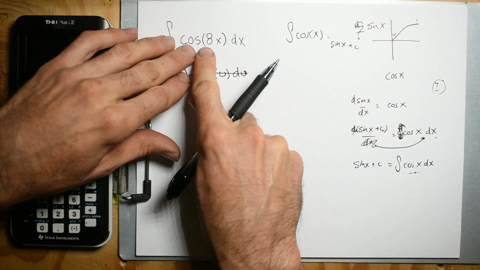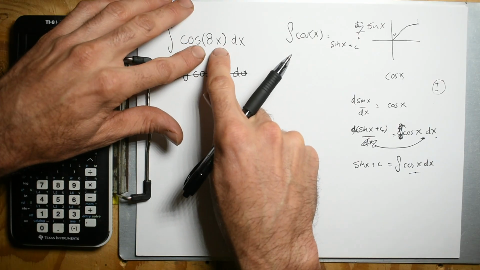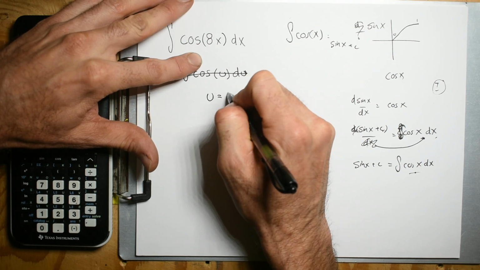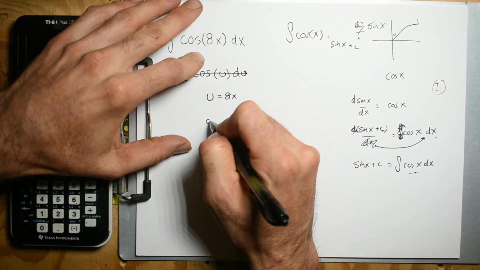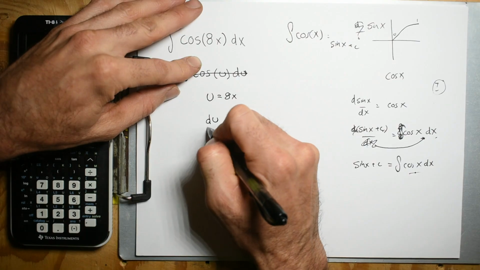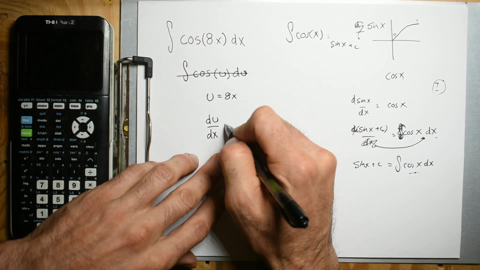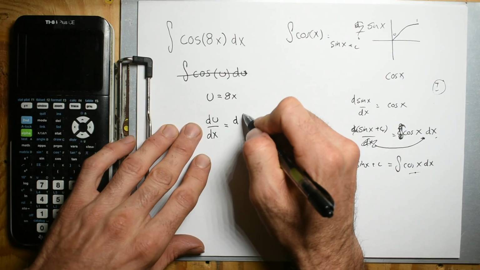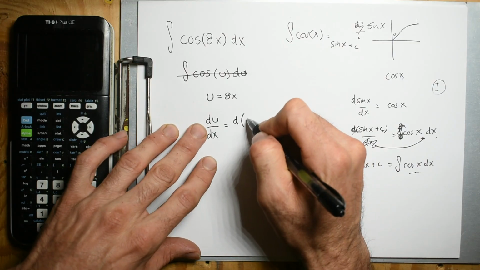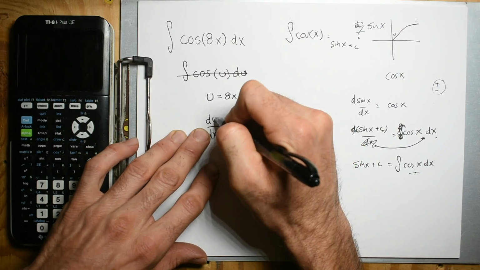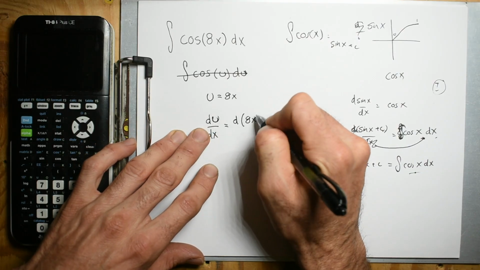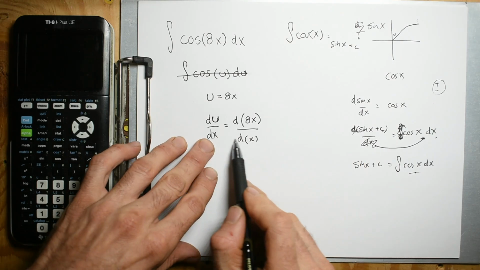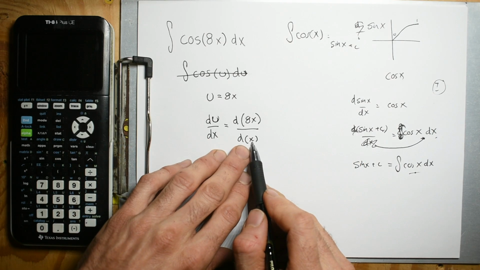I don't have cosine x. I have cosine 8x. So this is where I'm just going to say my u value is 8x. And then I'm going to take the derivative of u with respect to x. I think here's a good tip when you're taking derivatives: write d, and then put the function in parentheses. What is this? It's 8x. And then we have the derivative.